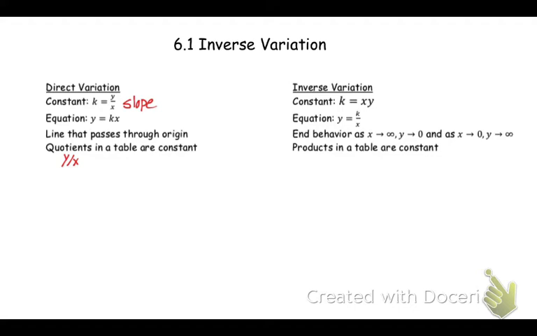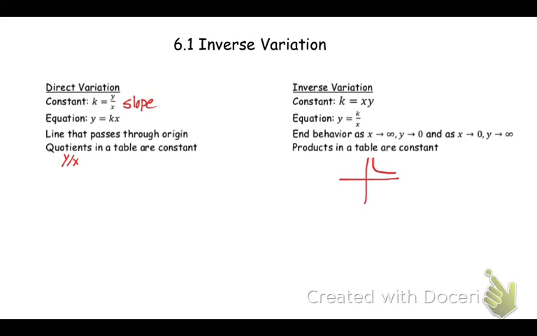Inverse variation is very similar, except our constant, instead of doing y divided by x, is found by doing x times y, which means my equation is going to be y = k divided by x. And now what this would look like as a graph is a pretty good introduction to rational functions, because that's similar to what our shape is going to look like. And then just notice your end behavior there.